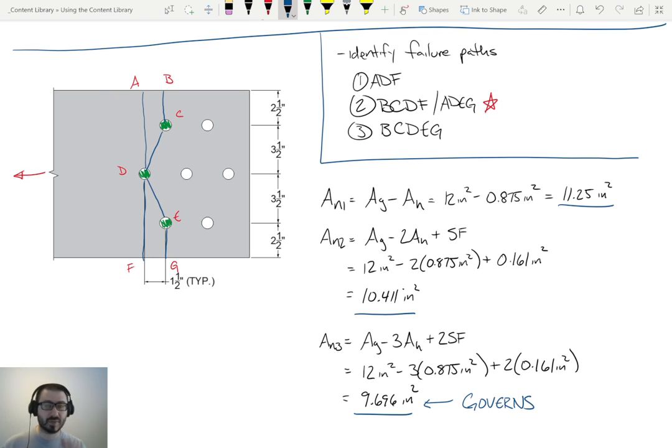I'm going to use the term governs. In other words, that's the value that's going to drive our calculations and designs moving forward. So whenever I use the term governs, it will typically refer to, if I'm computing resistances, the lowest resistance, or if I'm looking at loads, the highest loads.